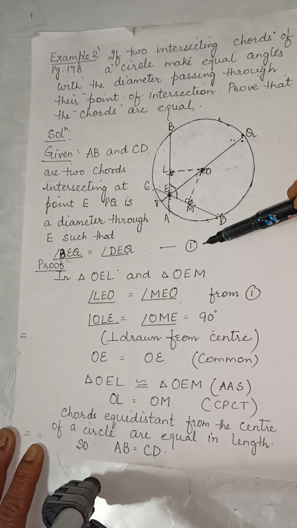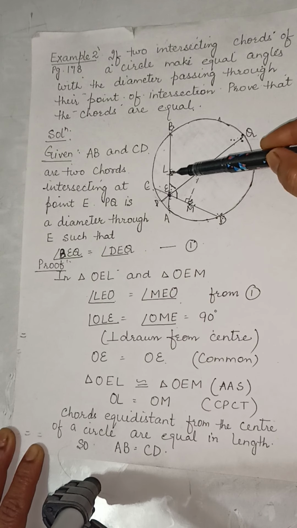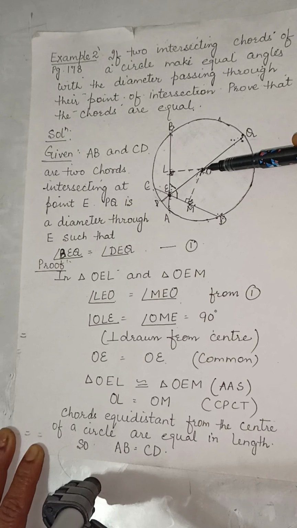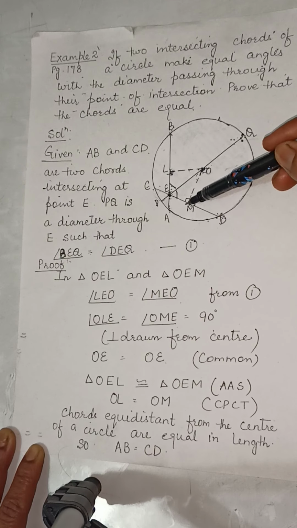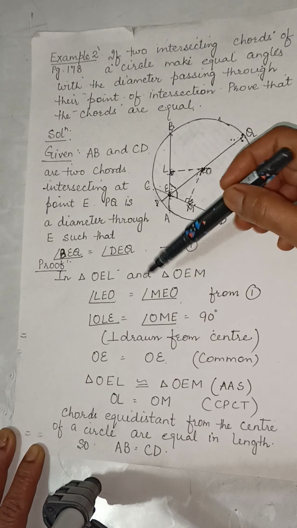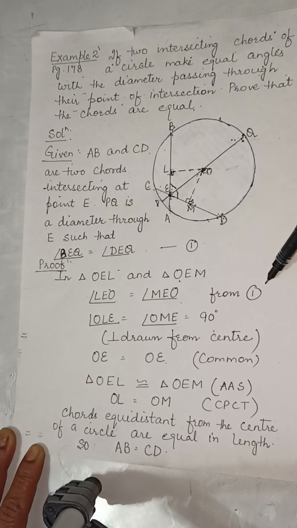This is taken from equation 1: BEQ can be written as LEO, they are the same angle. DEQ can be written as MEO, the same angle. So angle LEO is equal to angle MEO from equation 1.